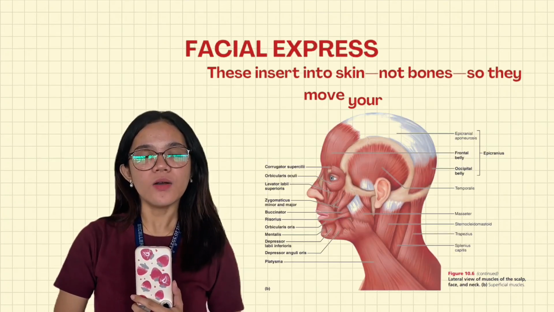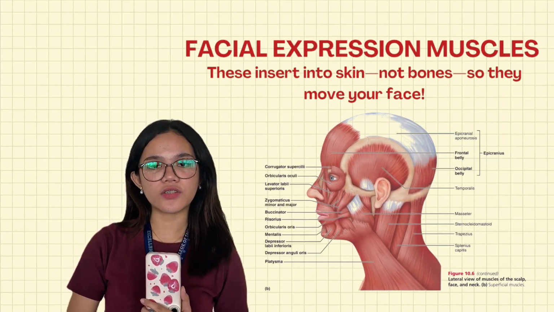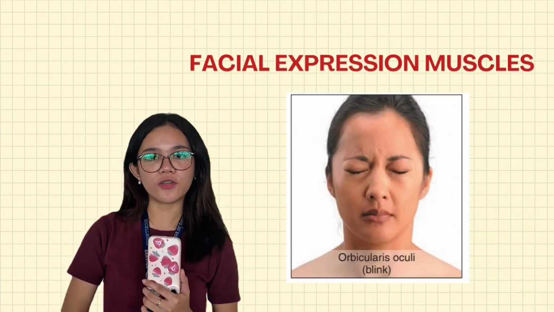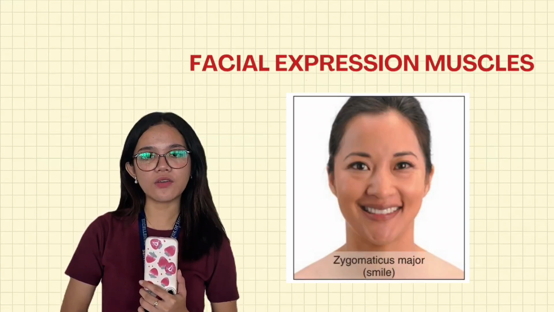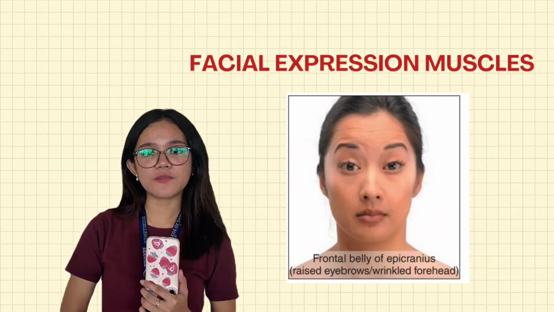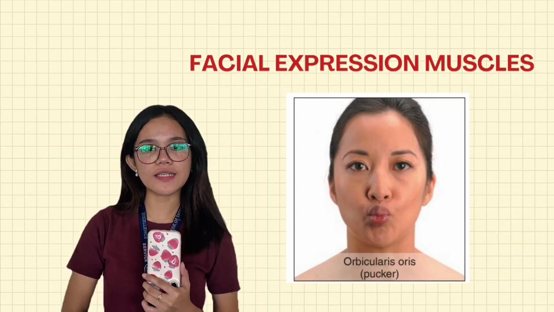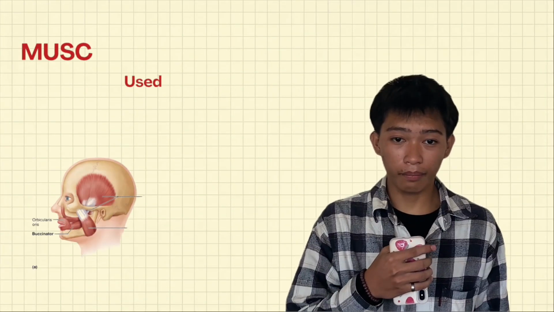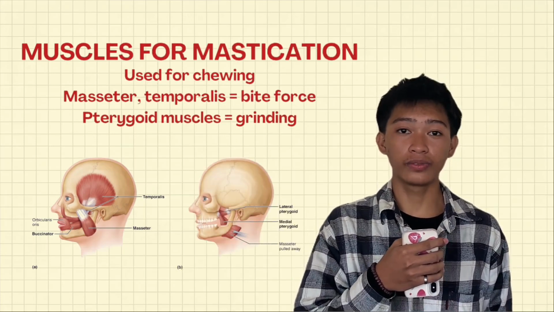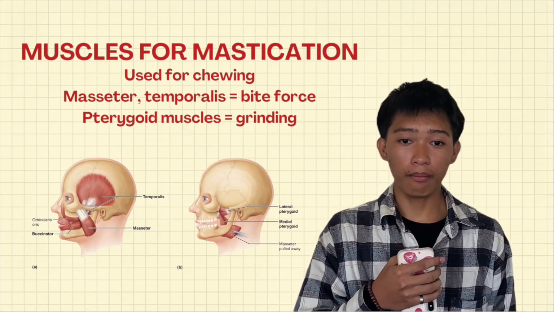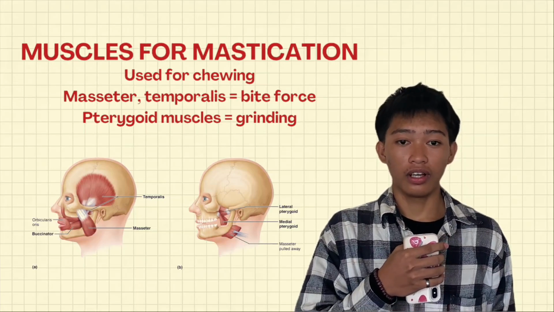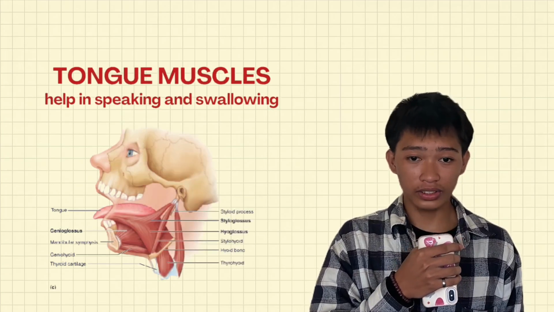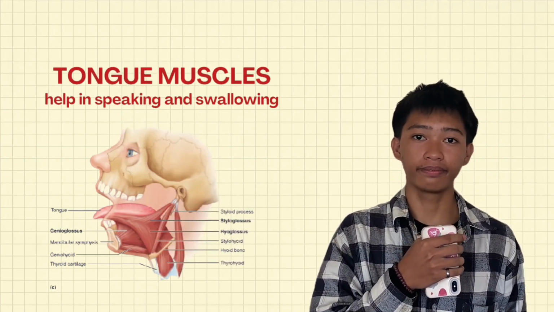Head and neck muscles. Facial expression muscles insert into skin, not bones, so they move your face. For example, orbicularis oculi closes your eyes. Zygomaticus is for smiling. Frontalis raises your eyebrows. Orbicularis oris puckers your lips. Muscles of mastication are used for chewing. Masseter and temporalis produce bite force. Pterygoid muscles produce grinding. Tongue muscles help in speaking and swallowing.